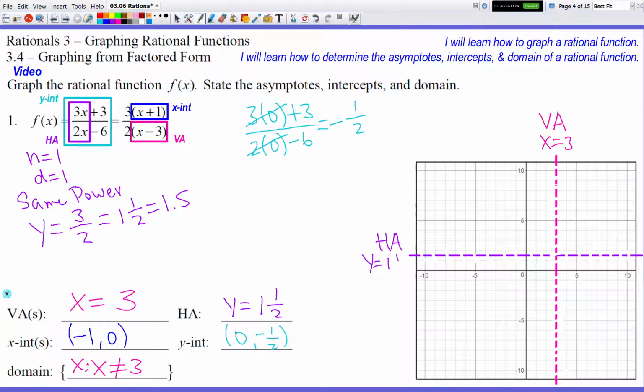Okay, so please be sure to label your asymptotes just like I did. All right, so now let's plot my x-intercept, and that's going to be at -1, 0. So that's right about there. And you've got to label that.